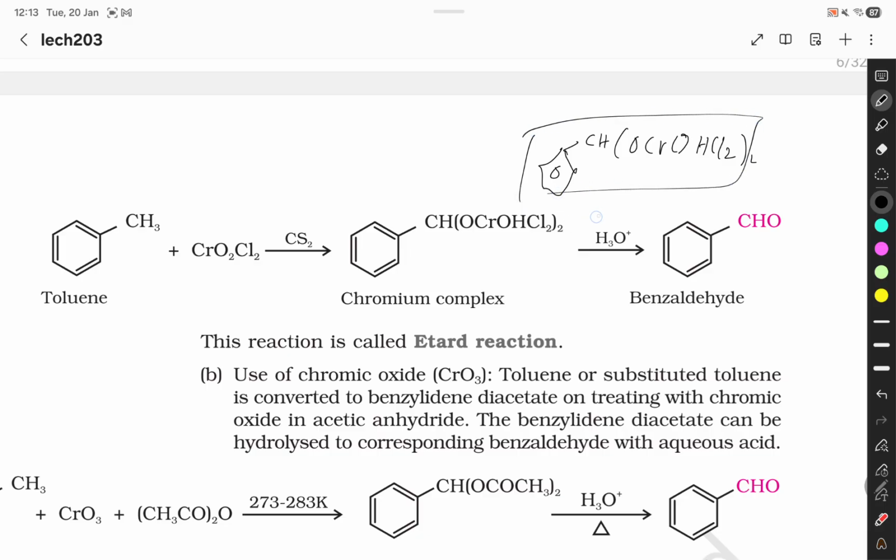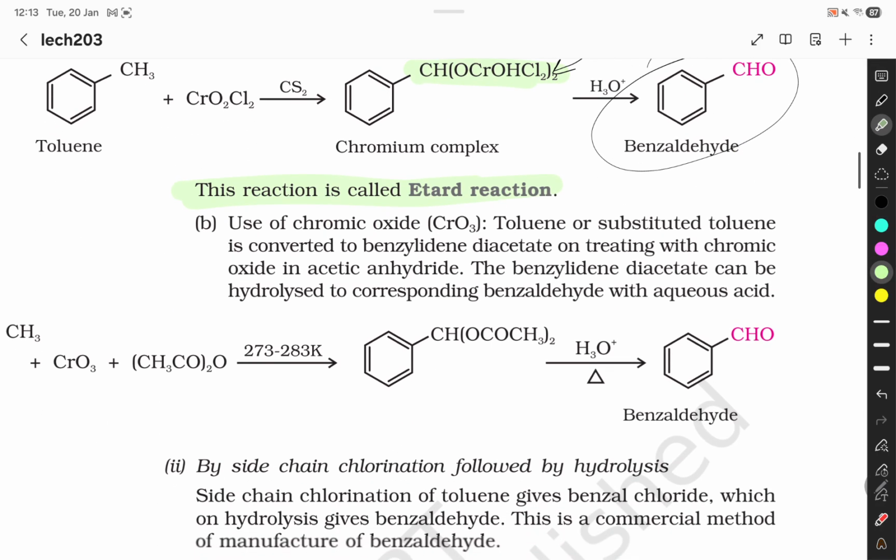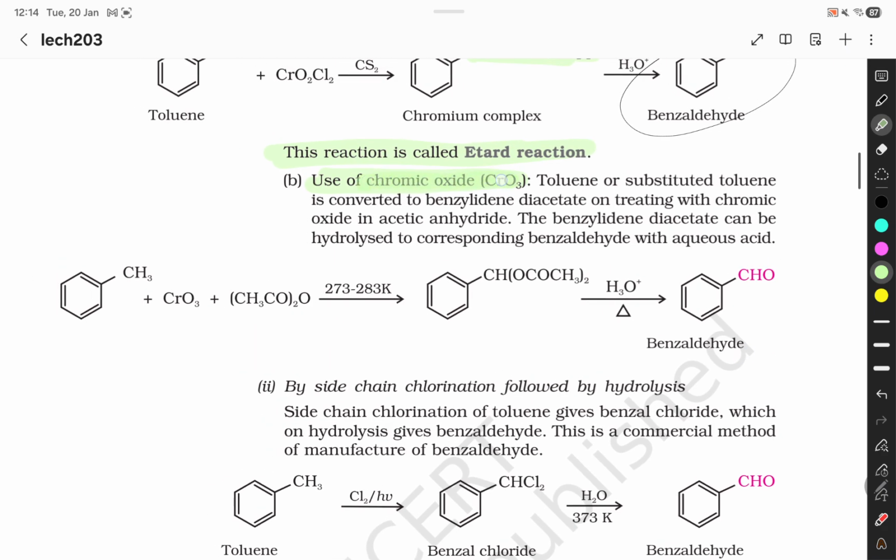So this is the mechanism of the Etard reaction. The Etard reaction proceeds by the chromium complex formation. Anhydrous chromic oxide, or yeah, that can be used also.